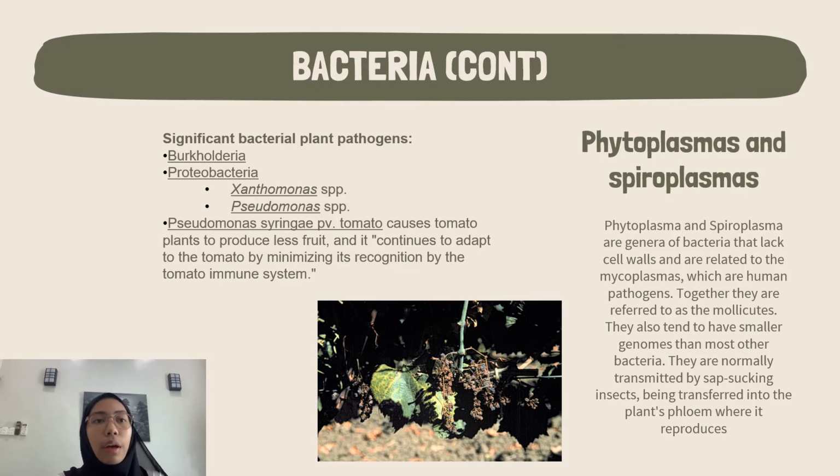In bacteria, we have Phytoplasma and Spiroplasma. Phytoplasma and Spiroplasma are genera of bacteria that lack cell walls and are related to Mycoplasmas, which are human pathogens. Together, they are referred to as the mollicutes. They also tend to have smaller genomes than most other bacteria. They are normally transmitted by sap-sucking insects, being transferred into the plant phloem where they are produced.